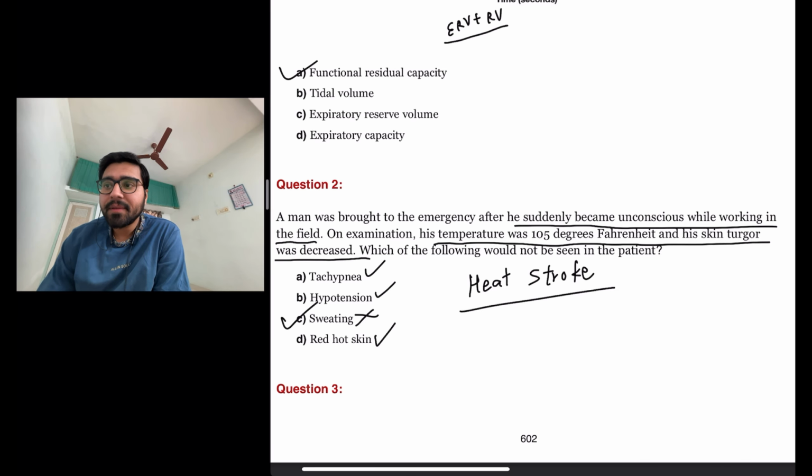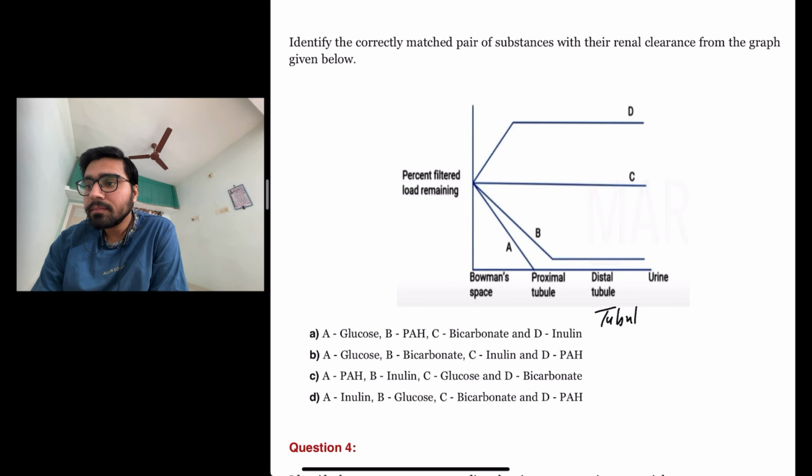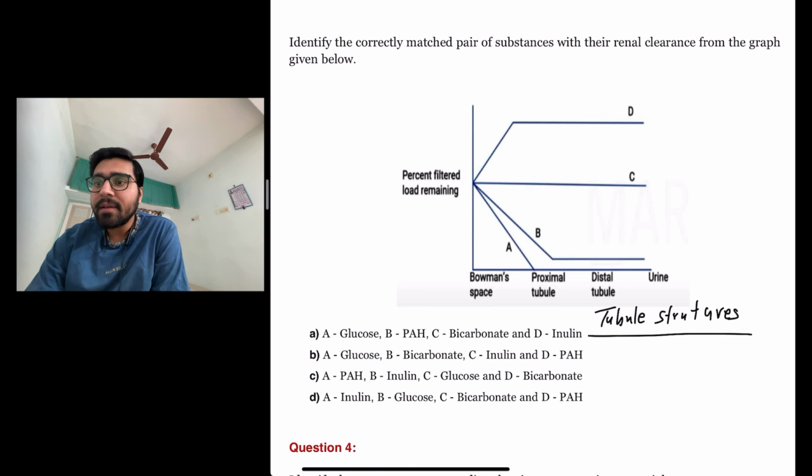The next question is identify the correctly matched pair of substances with the renal clearance from the graph given below. So in x-axis, they are showing the tubules structures of the kidney, and in y-axis, they are showing percent filtered load remaining. And they are asking about match the pair of substances with the renal clearances.